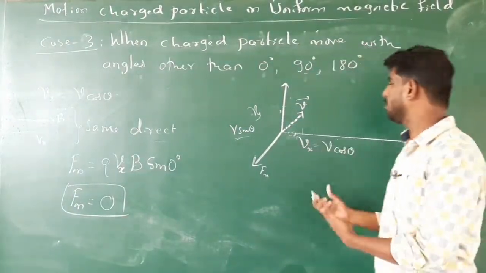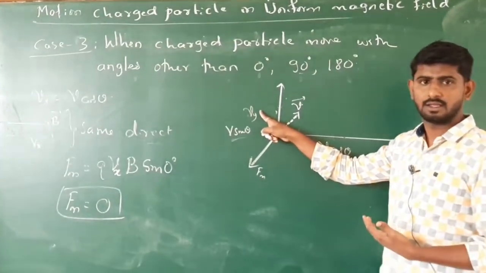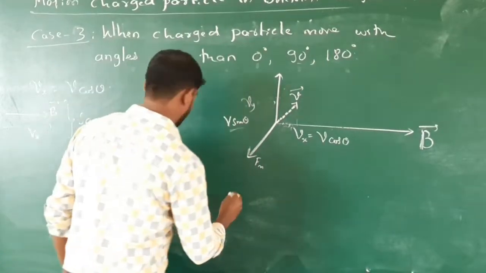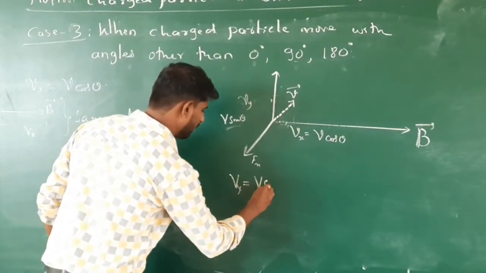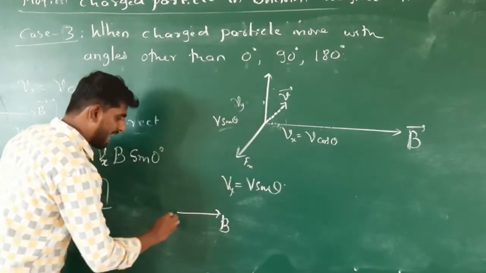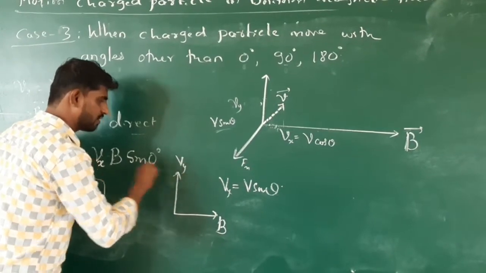And there is one more component of that velocity. What is that? That is Vy. So what's the effect of Vy? Vy is equal to V sin theta. The magnetic field is like this, and where is the Vy? Vy is in this direction.